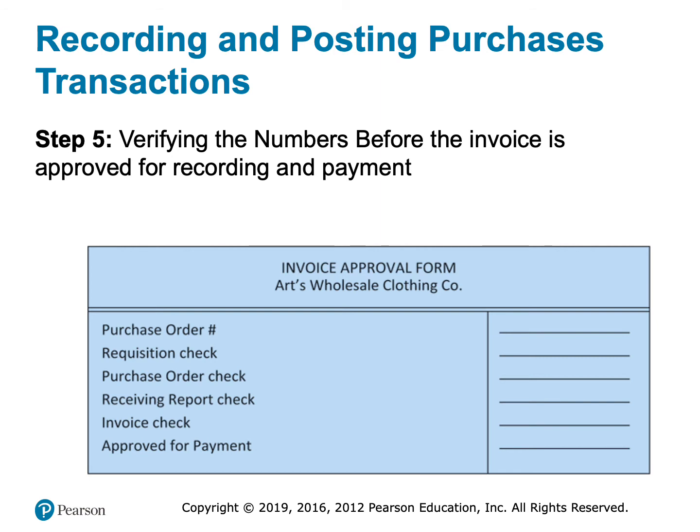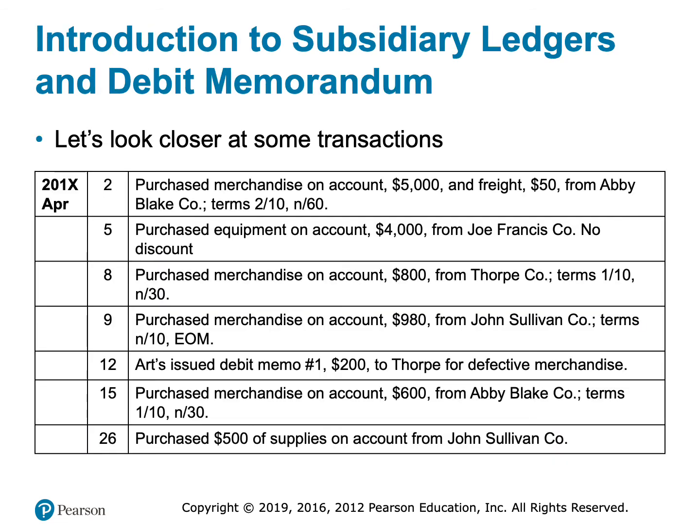Now, we'll have this approval form that'll go through and say, okay, here's the purchase order number. Here, yes, we've received these. They've been approved for payment because we're not going to pay it until we've received the goods and we make sure that they are in good condition.